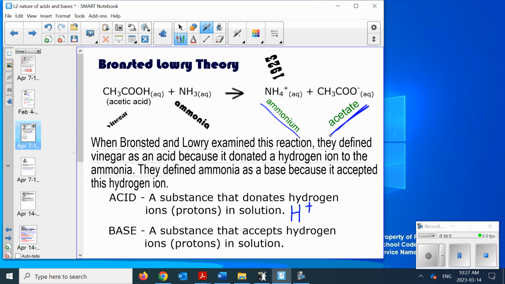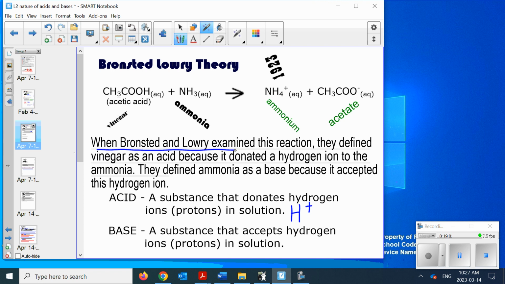So Brønsted-Lowry in 1923. Wow, 100-year anniversary. Congratulations, Brønsted-Lowry theory, this is your 100-year anniversary. I just realized, wow, this is big. Should we do something? Yeah, we should have chocolate later. Yeah, but later.